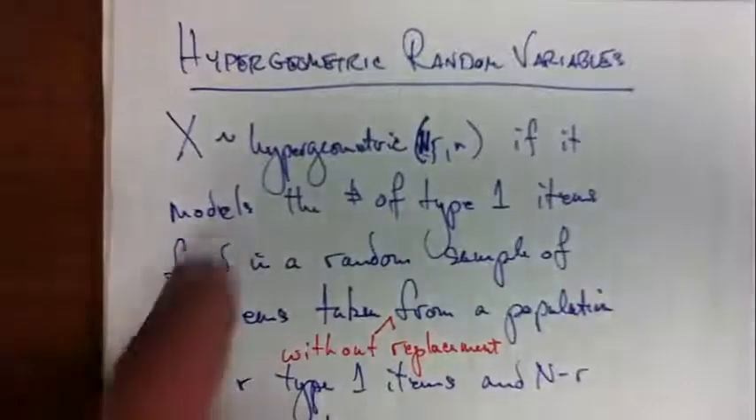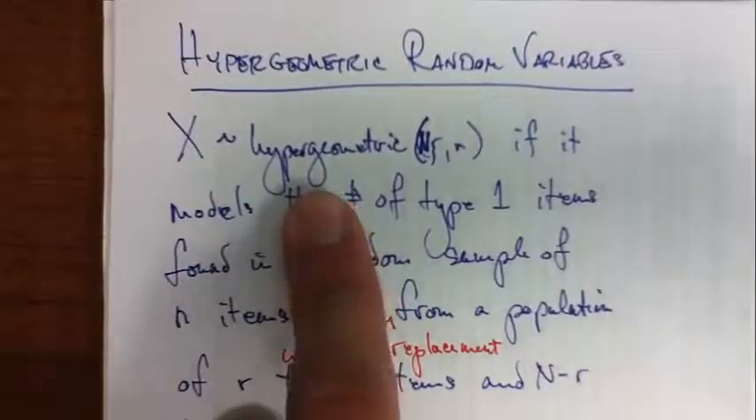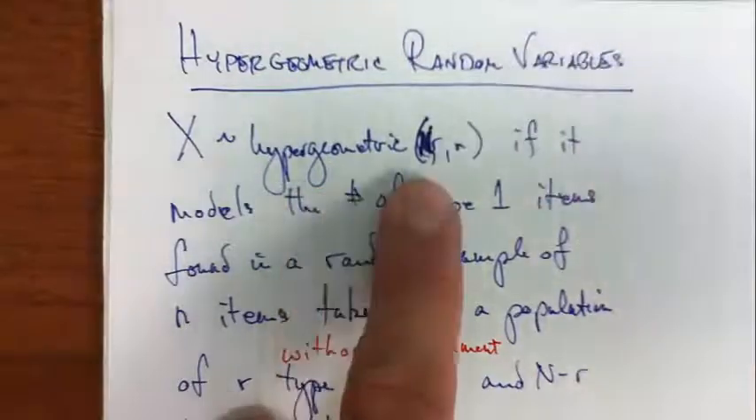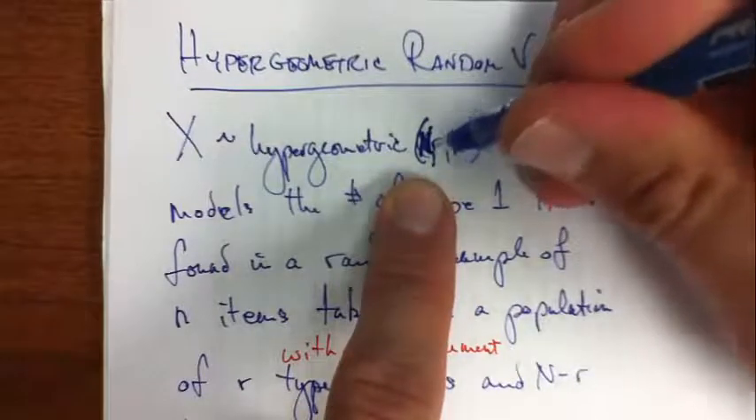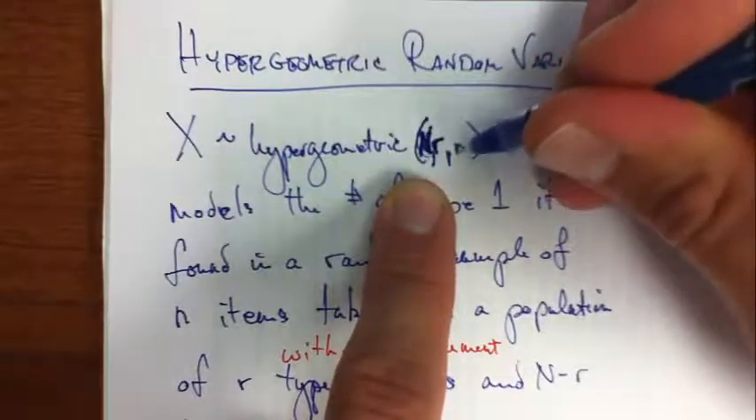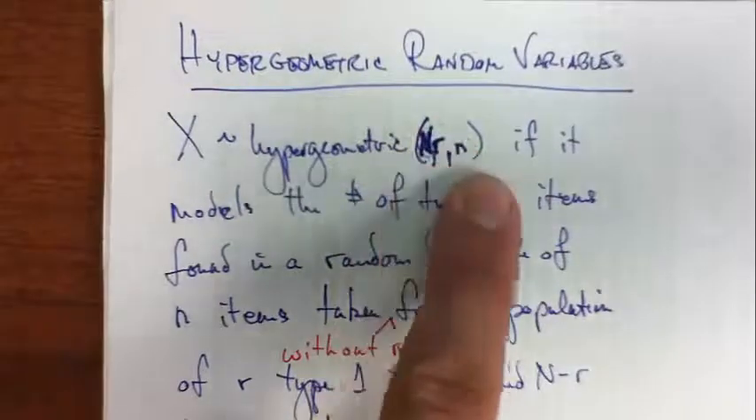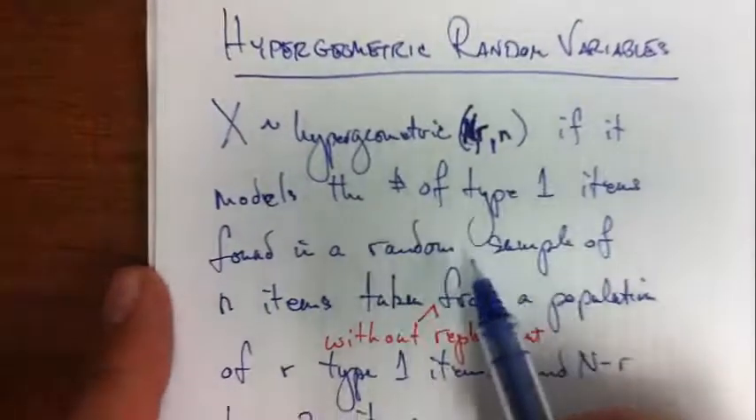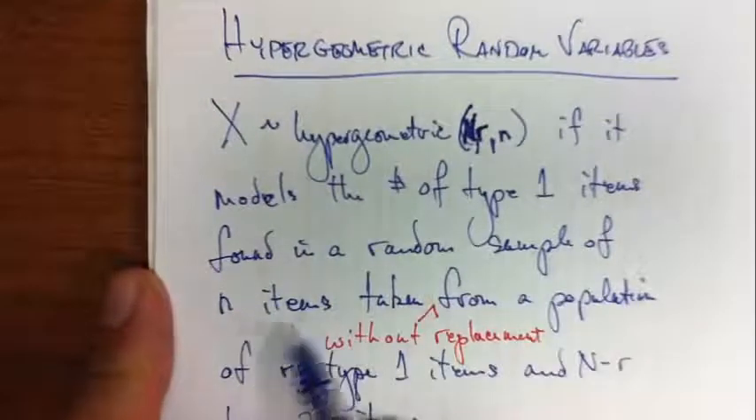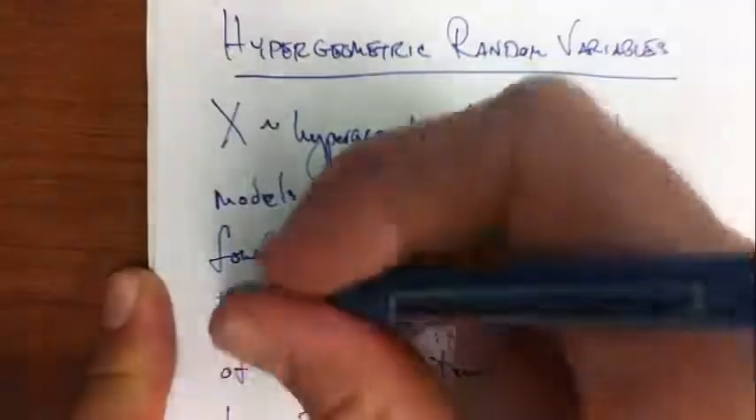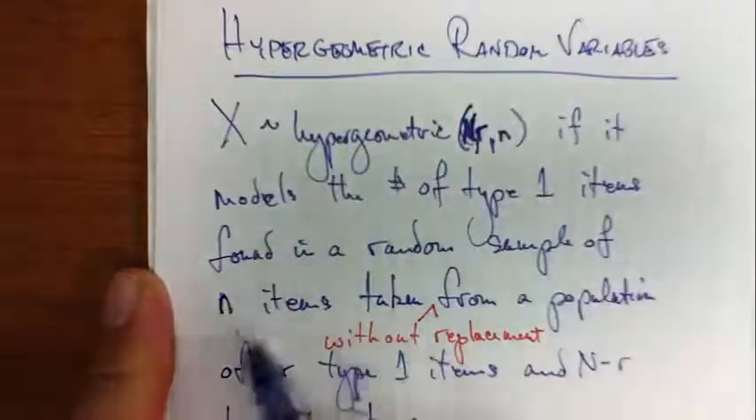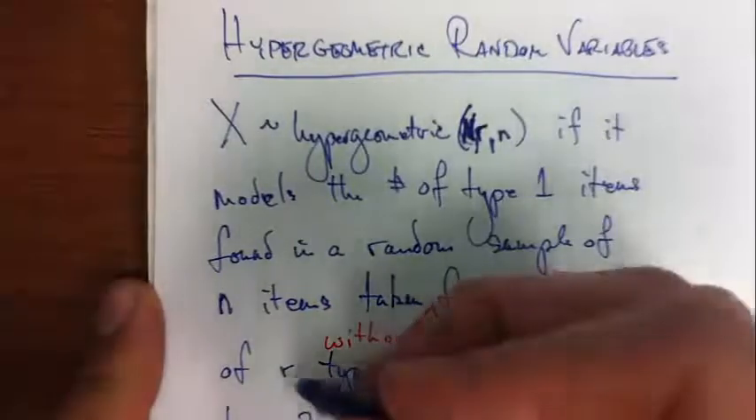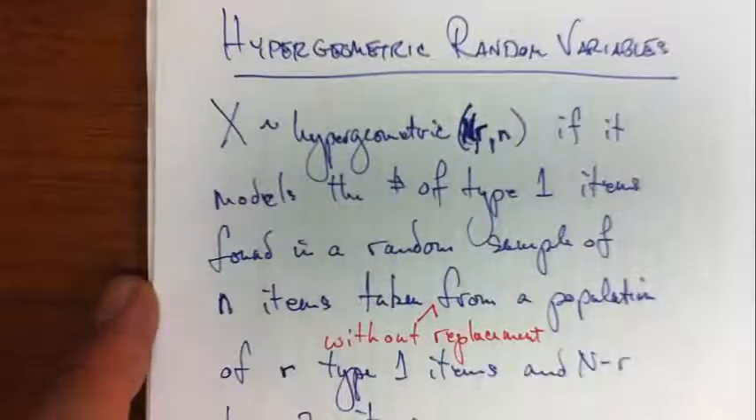All right, so now X has a hypergeometric distribution with parameters big N, comma, R, comma, little n. Big N, little r, little n. It models the number of type 1 items that you find in a random sample of n items, a sample of little n items taken from a population of r type 1 items and big N minus r type 2 items.